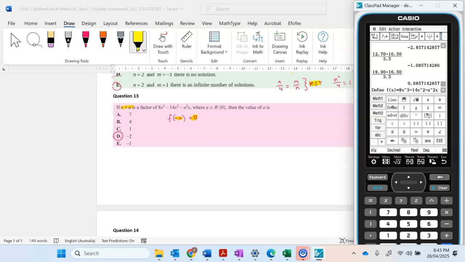All right, so I've defined it. I'm a bit unsure about this term here, so I'm going to put a times in between because sometimes it doesn't like different pronumerals. All right, so we're going to solve for f of -a is equal to 0, and we're solving for a. All right, so we get -2 and 0. It told us in the question it can't equal 0, so obviously then it's -2.